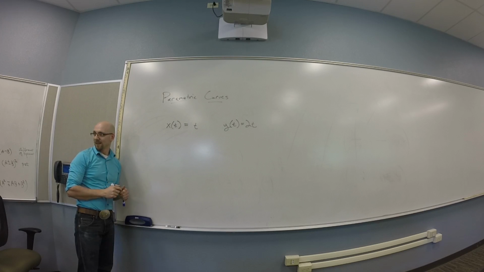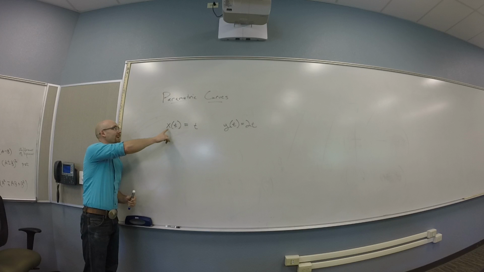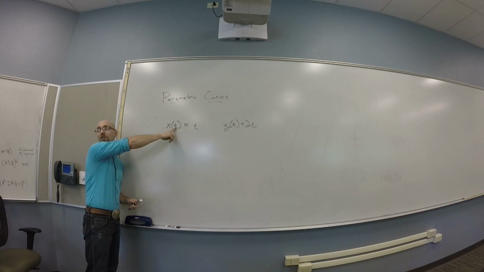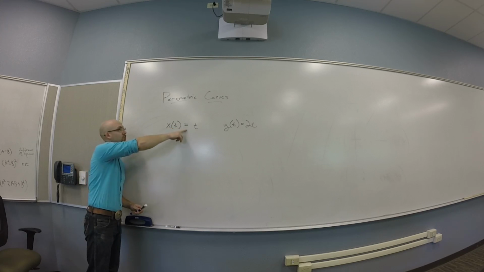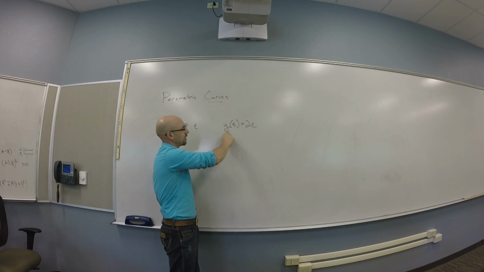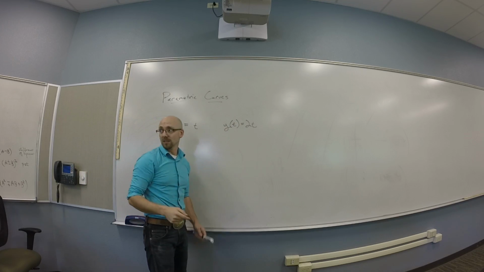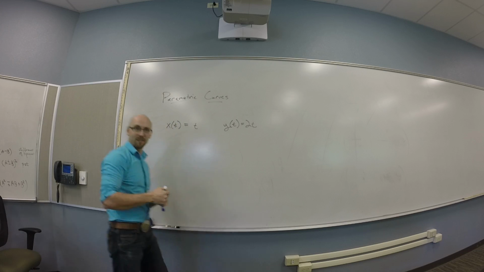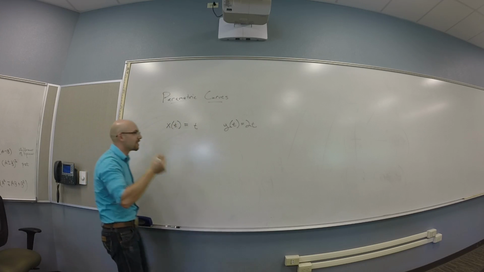What? Because don't you have to solve t for t or x? Okay, so think here, right? This is x is a function of t, and that function is just given by t. And then here's a function of t that gives you y, and that's 2t.